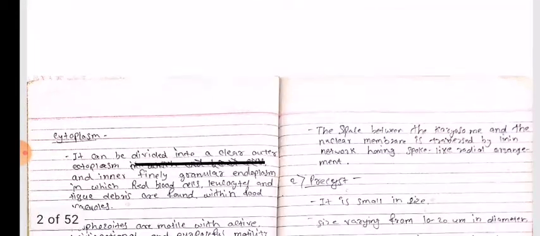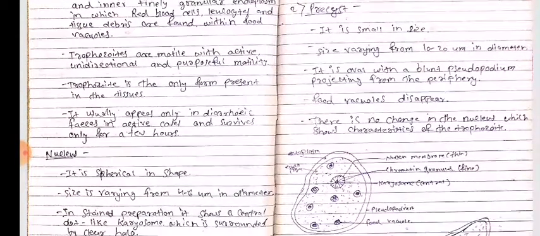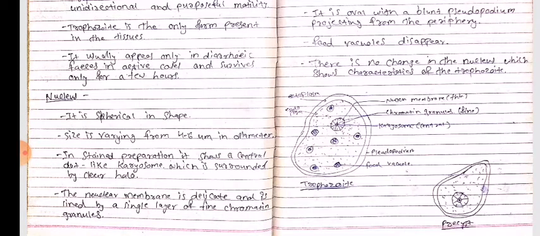Morphology. The parasite exists in three morphological forms: trophozoite, precyst, and cyst. Trophozoite. It measures 10 to 60 micrometers in diameter. Cytoplasm. It can be divided into a clear outer ectoplasm and inner finely granular endoplasm, in which the red blood cells, leukocytes, and tissue debris are found within the fluid vacuoles. Trophozoites are motile with active, unidirectional, and purposeful motility. Trophozoite is the only form present in the tissues. It usually appears only in diarrheal phases in active cases and survives only for a few hours.